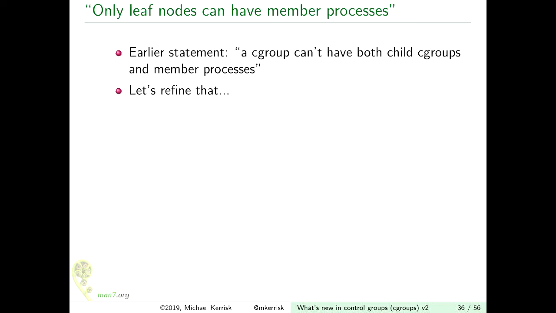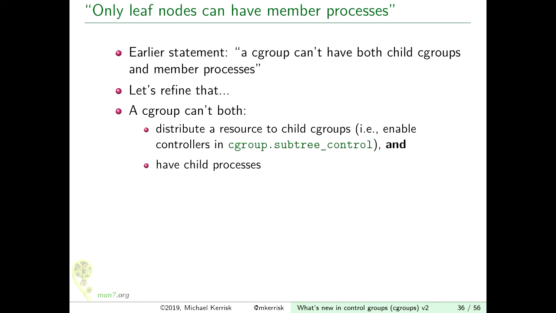A statement that I made earlier, only leaf nodes in this version 2 hierarchy can contain member processes. Or putting it another way, a cgroup can't both have child cgroups and member processes. The rules are a little bit more subtle than that. A cgroup isn't allowed to both have child processes and enable controllers. In other words, write the names of controllers into the cgroup.subtree_control file in that cgroup. So it's not the actual presence of child cgroups that's an issue, it's enabling controllers in the cgroup.